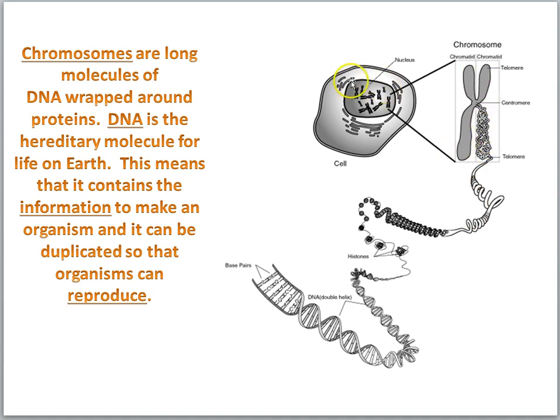Now, not all cells have a nuclear membrane, but all cells have DNA. DNA is important because DNA is the hereditary molecule for life on Earth. This means that it contains the information to make an organism, and it can be duplicated so that organisms can reproduce. Remember, living things must be able to reproduce. To reproduce, there must be some kind of information for how to build the cell's parts, and that's going to be stored in DNA.